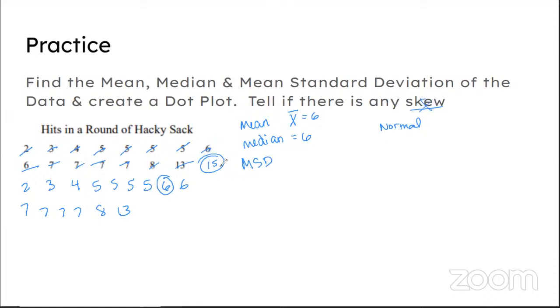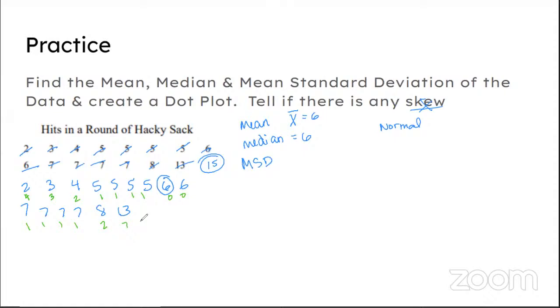Okay. All right. So our mean standard deviation. Now we're going to take and subtract 6 from each of these numbers. I'm going to switch to a different color. So 6 minus 2 is 4. 6 minus 3 is 3. 6 minus 4 is 2. 1, 1, 1, 1, 0, 0. 1, 1, 1, 1, 8 minus 6 is 2, and 13 minus 6 is 7.